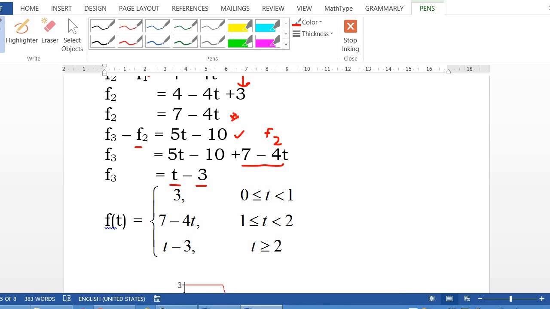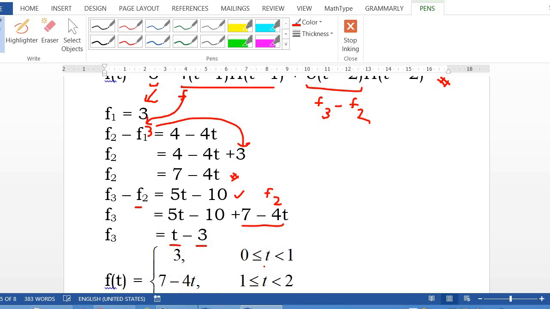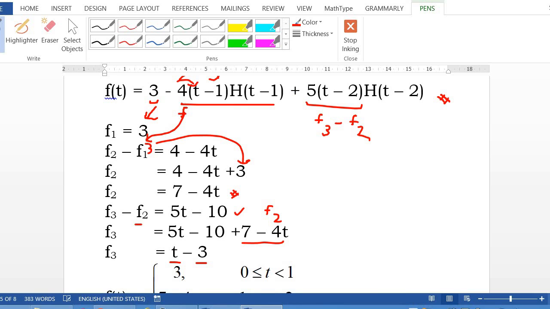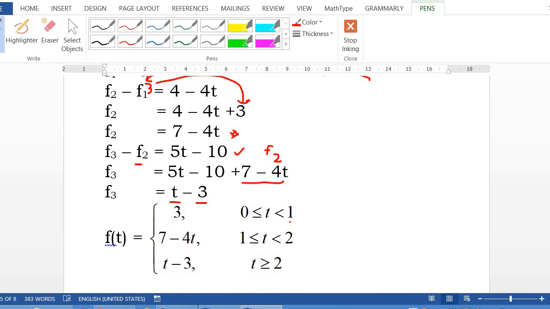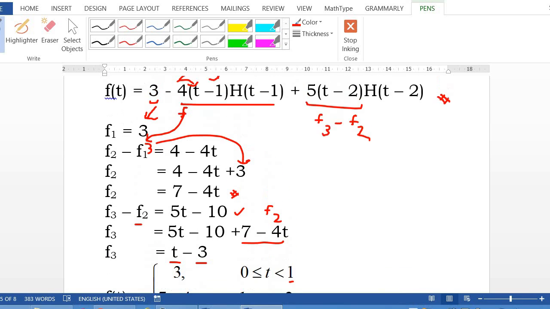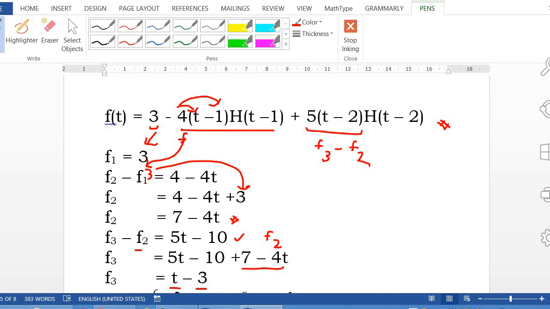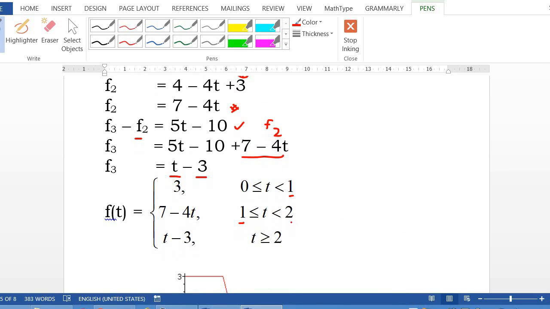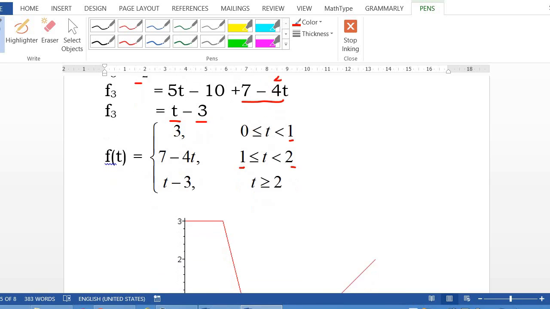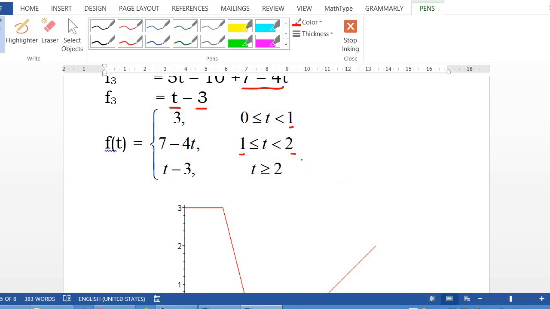For f1, 0 is less than or equal to t, with h(t minus 1), so a is 1. And then you have the second one, h(t minus 2), so b is 2, t greater than or equal to 2. So if you want to plot the graph from t equals 0 to 1, the function's value is 3.